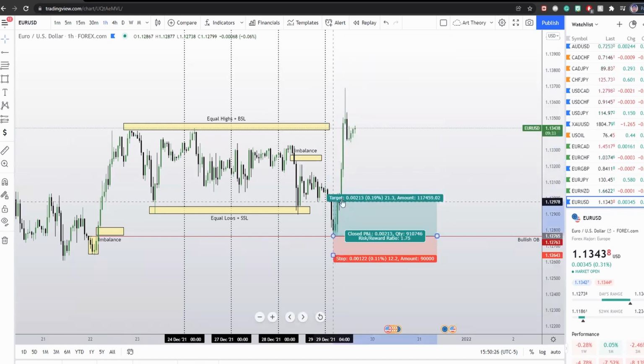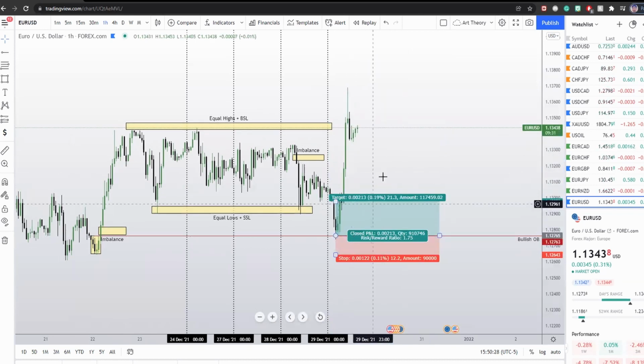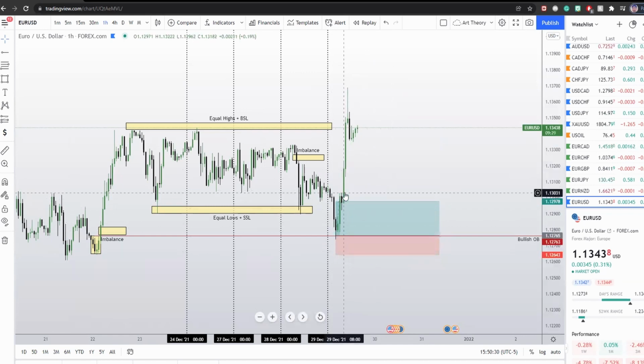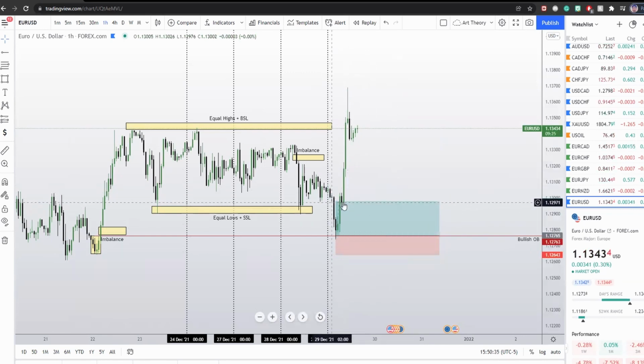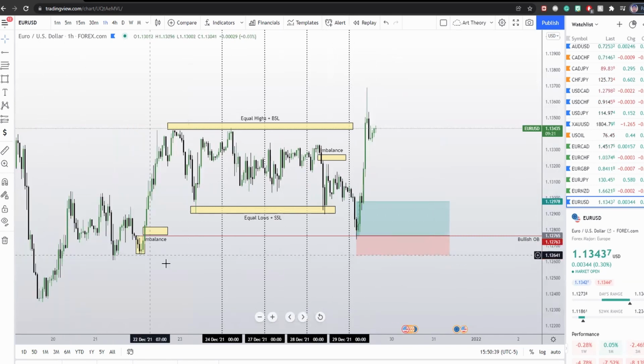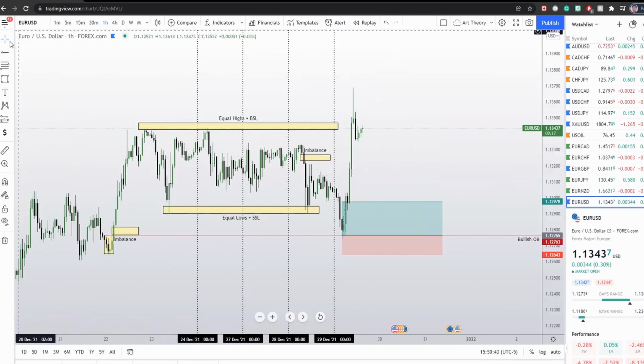Very, very simple. 12 pips risk with a 21 pip gain right here. Basically a 1 to 1.75. This is where you take a majority of your trade off, okay? Because you don't know if it wants to just take out these lows or even take out this low. Okay, this is what I mean by when it's hindsight.